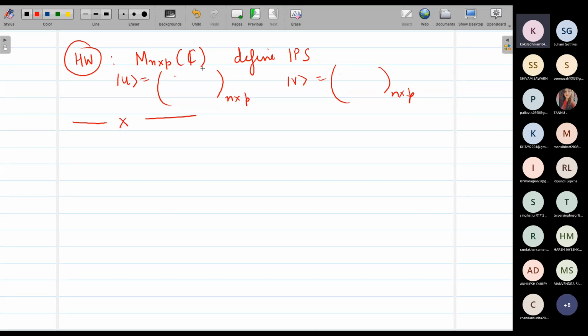Will the multiplication with conjugate transpose hold in this case? Will it be an IPS? You will have to check that, and then you will tell me. Maybe you will multiply, but then the multiplication of two matrices will be another matrix. I do not need another matrix. I need a number, either complex or real. So multiplication itself may or may not help you, because that will be a matrix, whereas you want to come up with a number from this rule.